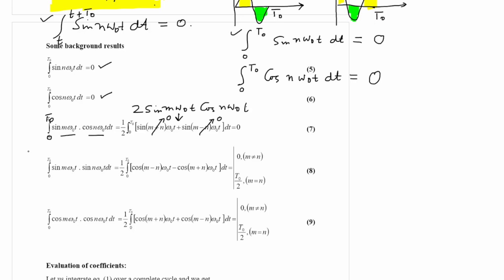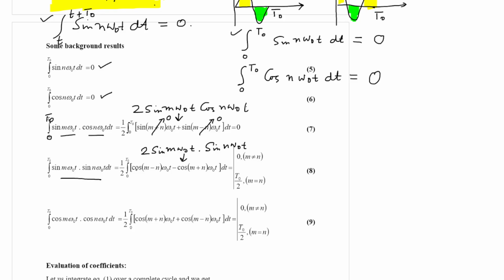Now let us evaluate two sines multiplied together: sin m omega naught t and sin n omega naught t. If you multiply and divide by 2, so 2 sin m omega naught t into sin n omega naught t, then this will be, by the formula, cosine (m minus n) omega naught t minus cosine (m plus n) omega naught t.